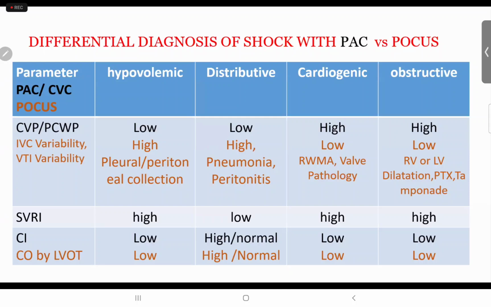And cardiac output monitoring. With any type of shock, the core is cardiac output. And if we learn the capacity of monitoring cardiac output by ultrasound, then it can not only help us in diagnosing the different types of shock as it is stated here. In hypovolemic shock, cardiac output would be low. In septic and distributive shock, it may be high or normal. But again, in cardiogenic and obstructive shock, it will be low.